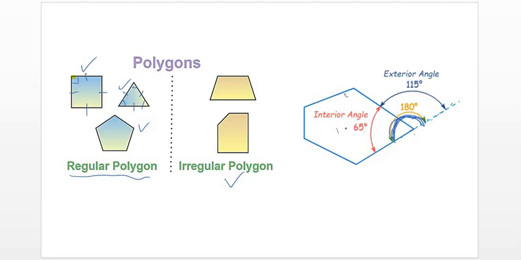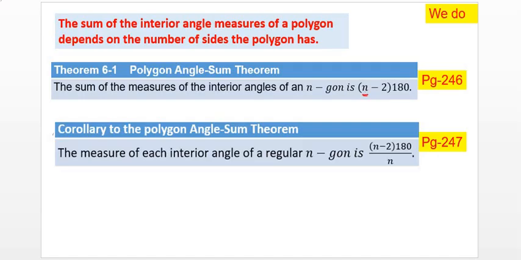So if you know, let's say, the measure of the interior angle, by subtracting it from 180, you can find the value of the exterior angle. And same is for the interior angle: if you know the exterior angle, with the help of that you can find the value of the interior angle. Is that clear? Okay, let's now discuss some of the theorems that are given in this lesson.